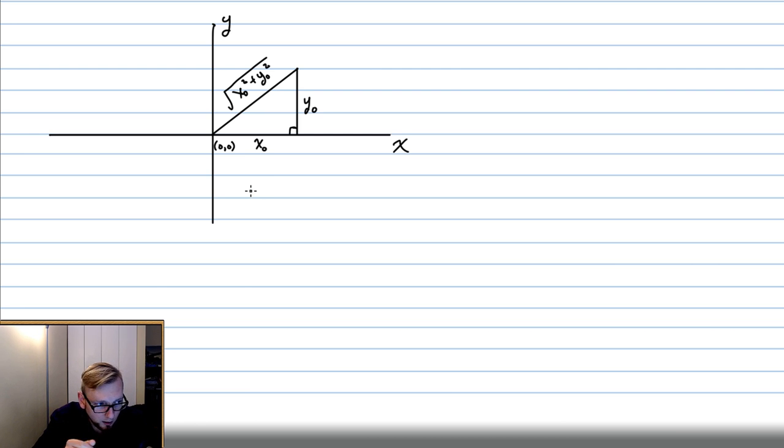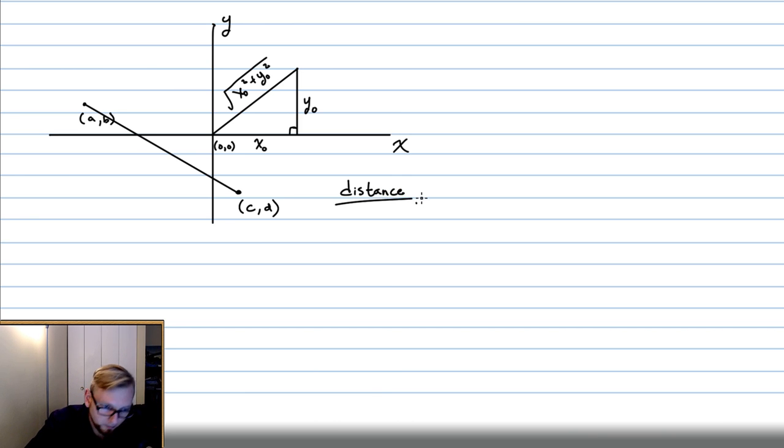What is the distance between any 2 points? This point here, we're going to call it A, comma, B. And this point here, we'll call this C, comma, D. What is the distance between these 2 points? Well, the distance between 2 points, I'm going to change this to review.